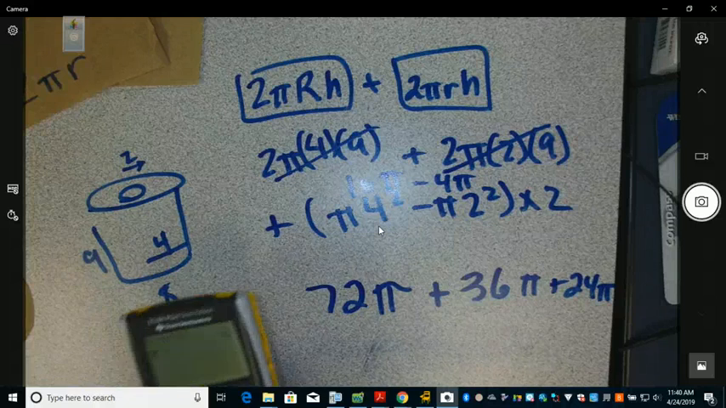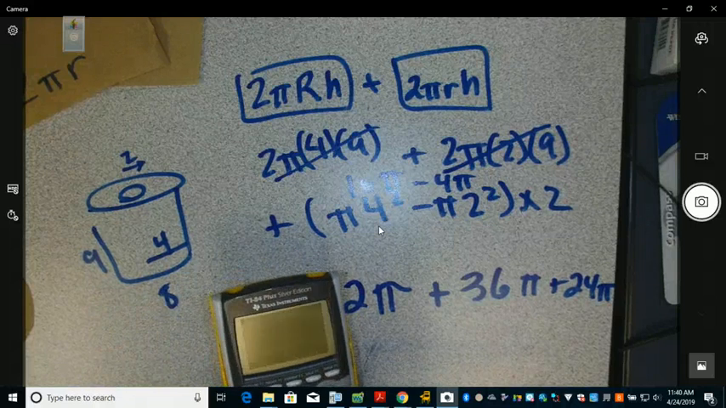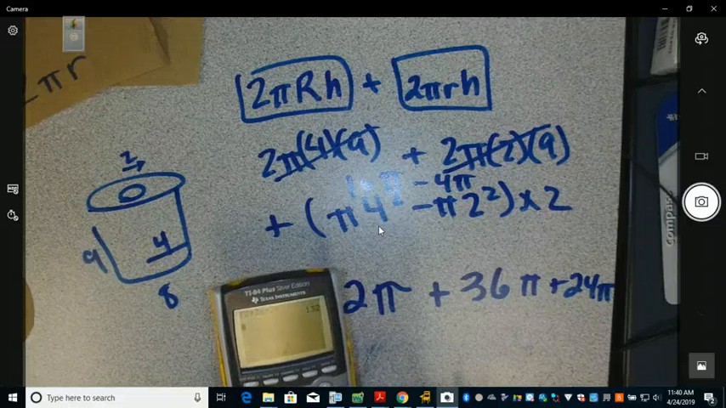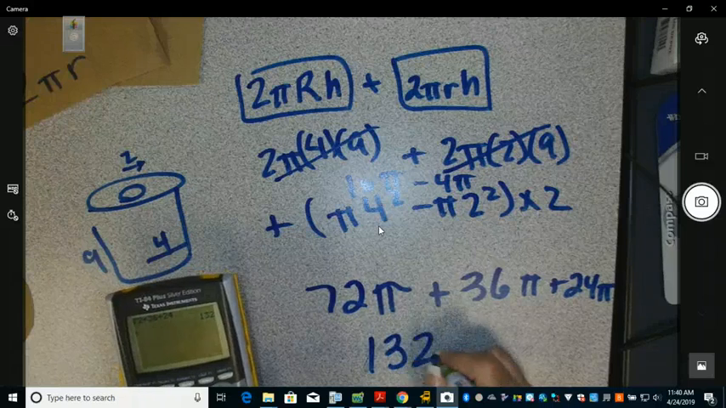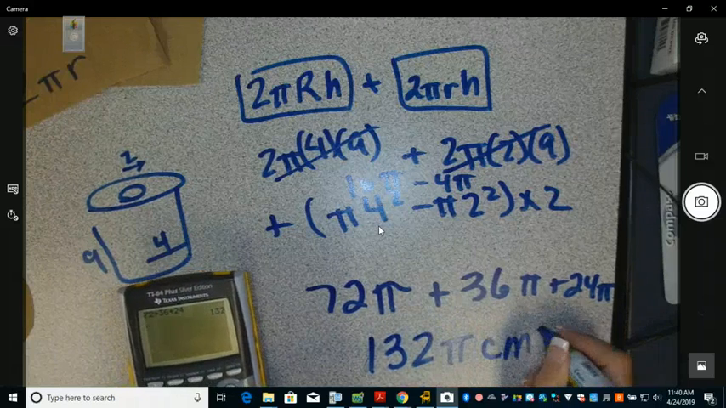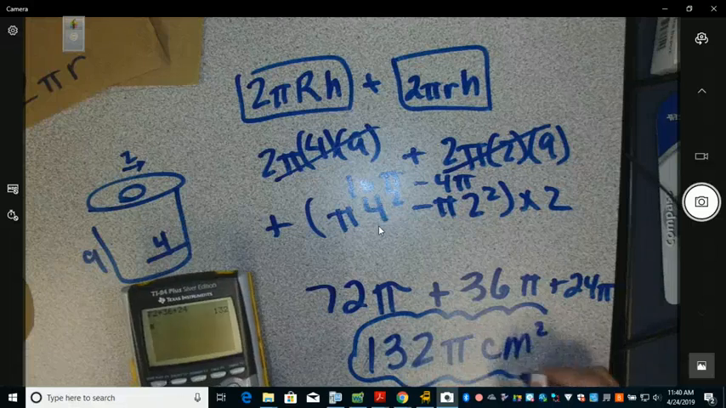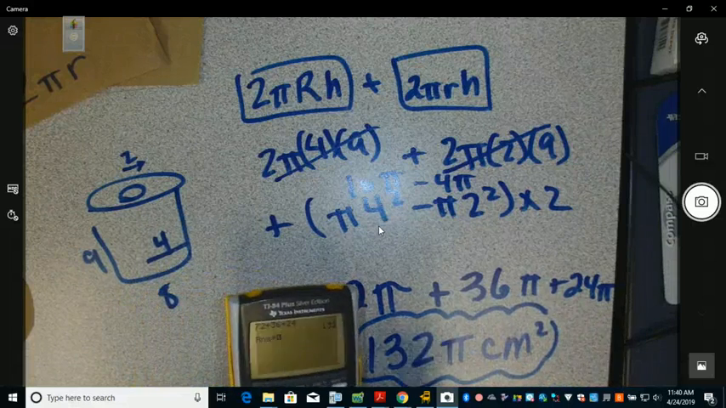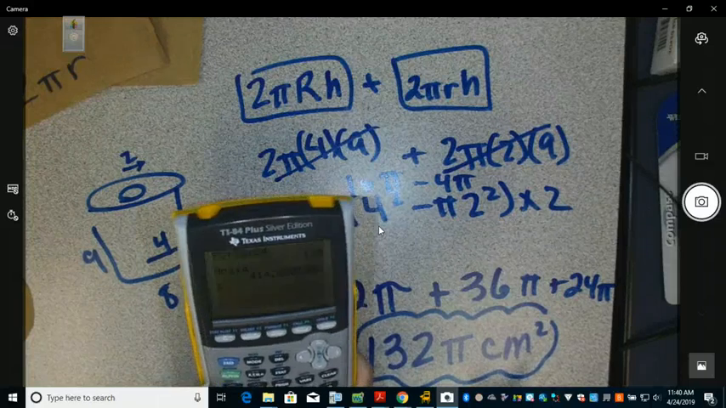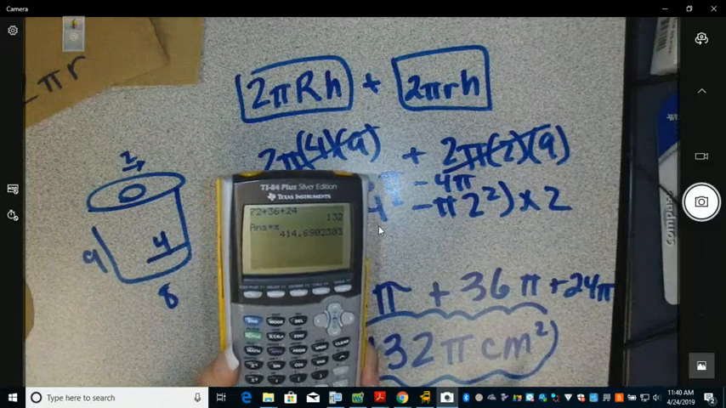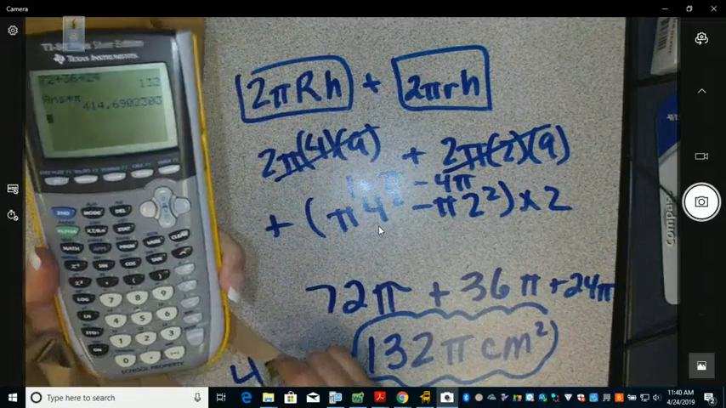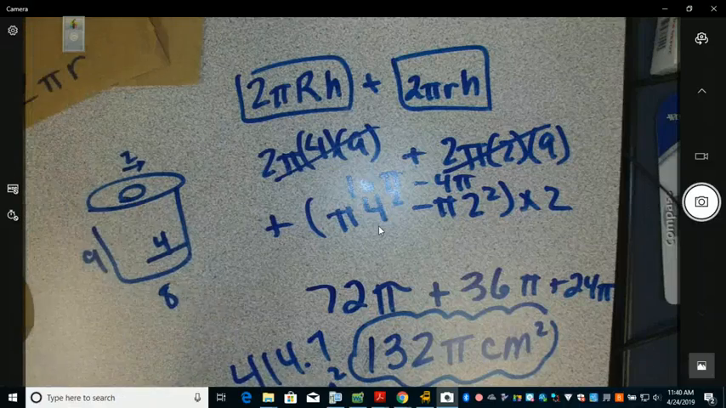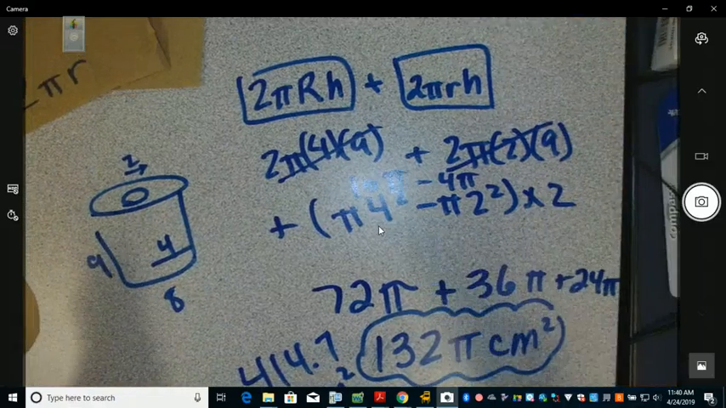So we're going to do 72 plus 36 plus 24. So this is 132 pi centimeters squared. And this is the exact answer of all of those pieces. Now I'm going to multiply by pi, and I'm going to round it to 414.69 centimeters squared, and that's an approximate answer. Let me move that up a little bit so you can see it.